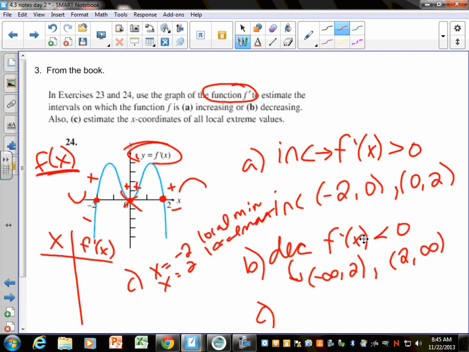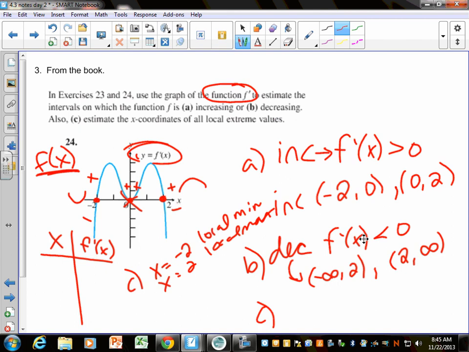So make sure on your homework today you pay attention to what they give you. If this was the original function, we would do this totally different. We would just look to see where it's increasing and look to see where it's decreasing and give those same intervals. Okay? A whole bunch of AP questions.